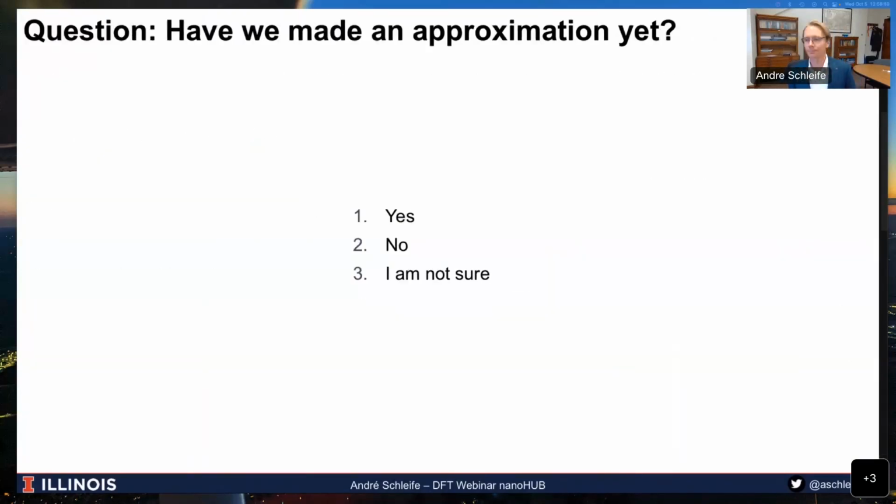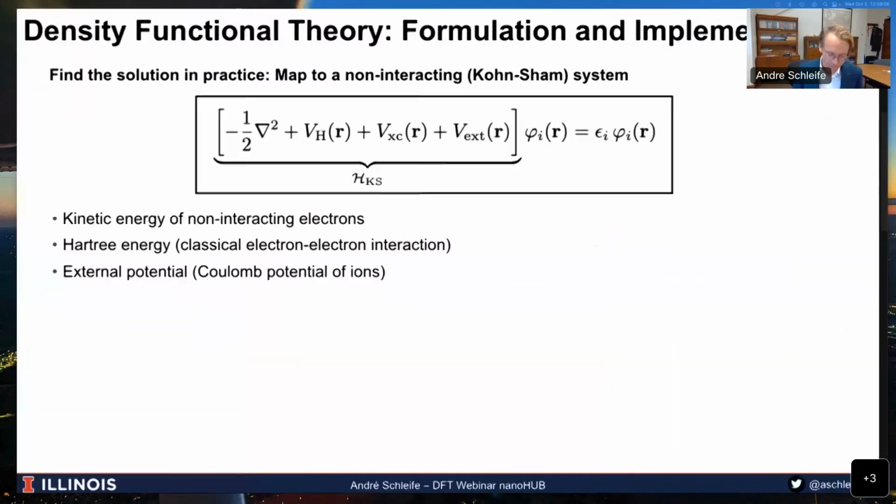All right, so now the results flipped. We have, I guess, higher participation, which is good, but we also have maybe about half of the people say, yes, we made an approximation. 12% said no, and only 5% are not sure. Okay, so now we flipped the correct answer. We still have not made an approximation. This mapping to the Kohn-Sham system is exact in principle.